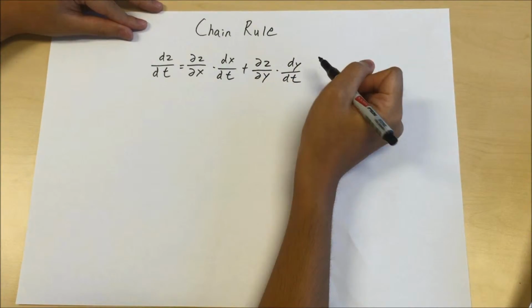The application of the chain rule can be used for a function of two or more variables, but in this case, it will only be used for two variables. Hence, the chain rule formula is represented by dz over dt equals del z over del x multiplied by dx over dt plus del z over del y multiplied by dy over dt.